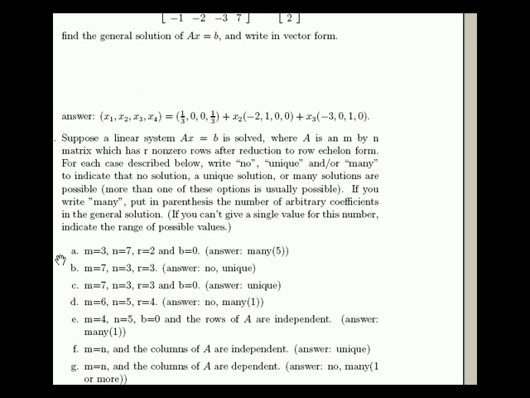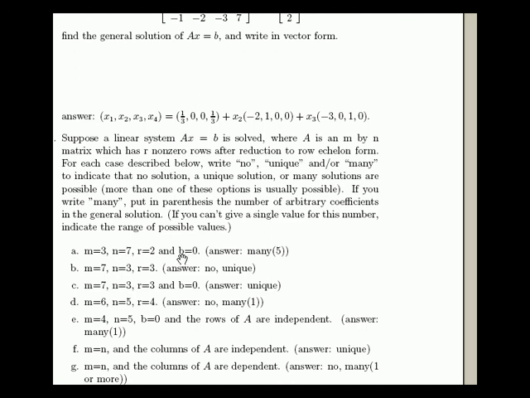Now, most of your homework problems in 1.3 are similar to these 4 problems here. Ignore the last 3. We haven't talked about independence yet. They give you the number of equations, number of unknowns, and the number of non-zero rows in the final matrix. And you're supposed to tell whether there are many solutions, no solutions, or a unique solution, or what are the options.